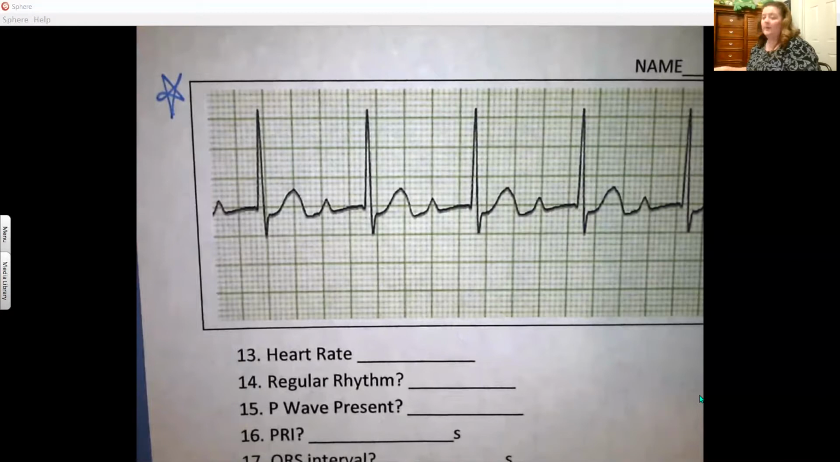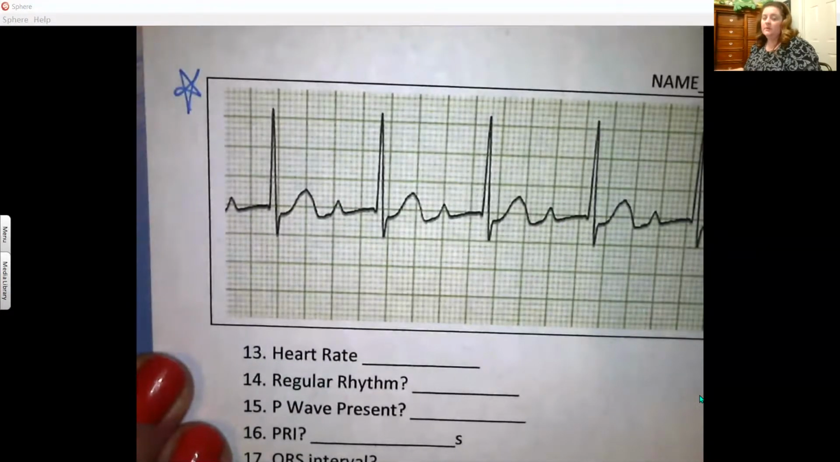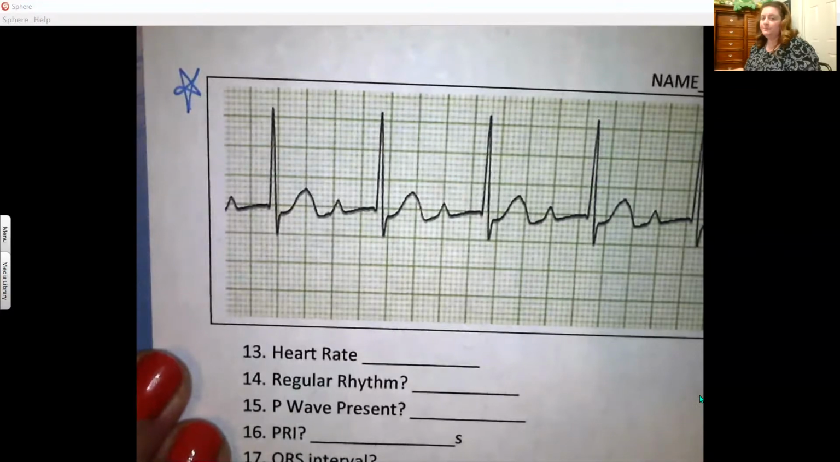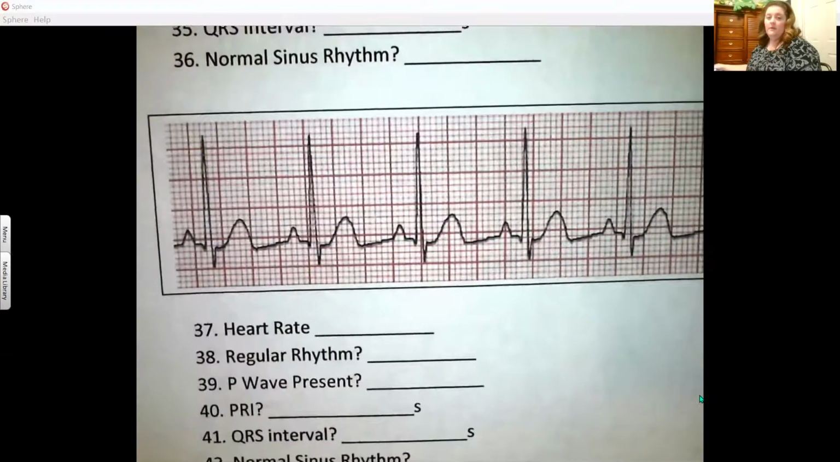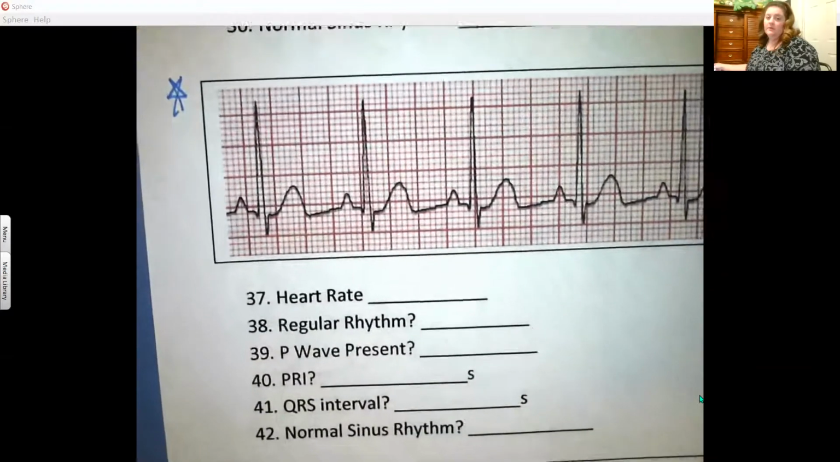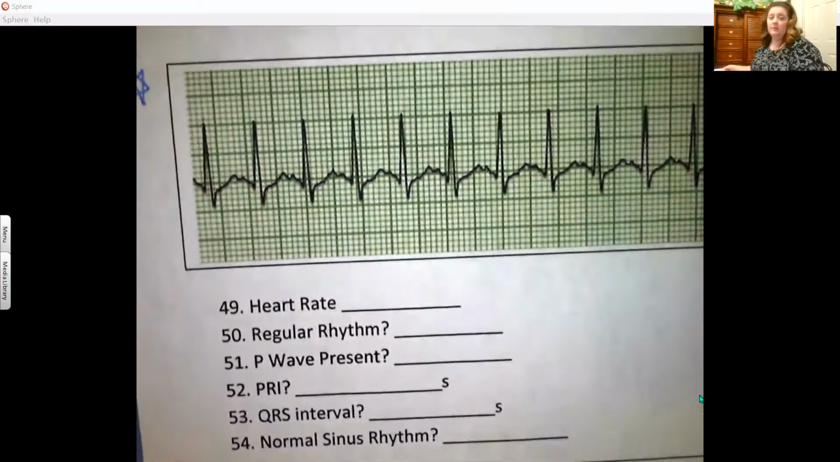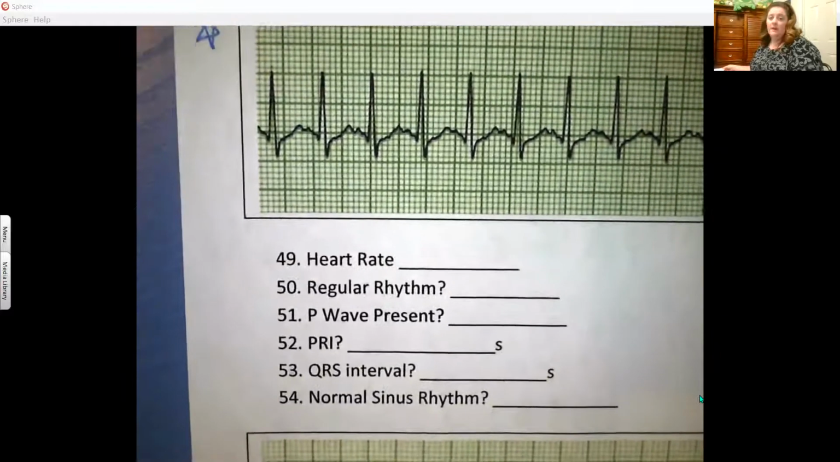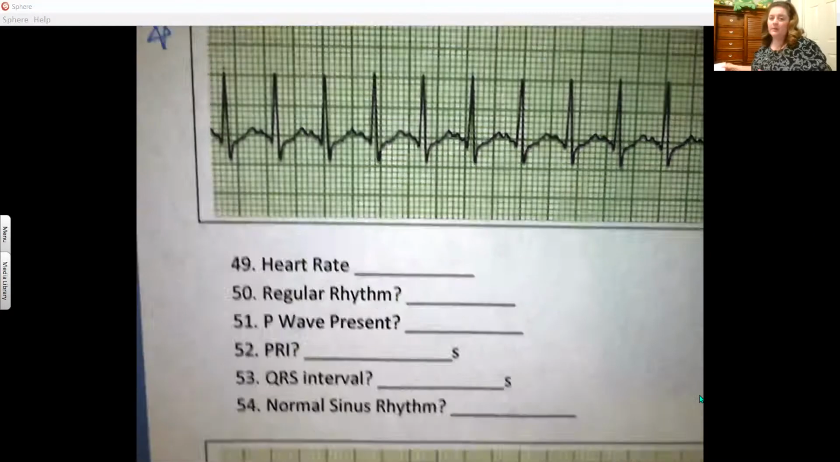But as far as what I want you to do, I'd like for you to do this one, 13 through 18. So this one here, which would be, I think, page 2, 13 through 18, to actually turn back in to me. I want you to do on the next page, this one here, 37 through 42. And on the last page, so you're really only doing 3 of these. You can do as many as you want, but these are the ones I want to see. 49 to 54. Those are the 3 that I actually want to see you practice with.